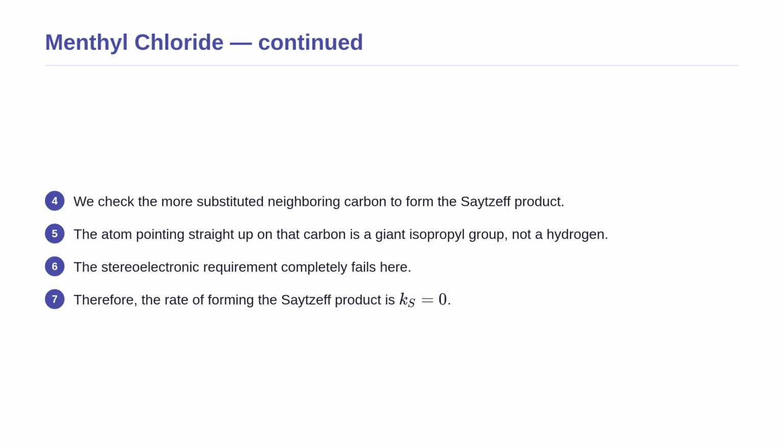We first look at the more substituted neighbor to see if we can form the stable Saytzeff product. We check the adjacent carbon that has more carbon groups attached. However, when we look at the atom pointing straight up on that specific carbon, we find a giant isopropyl group, not a hydrogen. The hydrogen on that carbon is pointing out to the side at the completely wrong angle. Because the required hydrogen is not perfectly opposite to the chlorine, the base cannot push the electrons in. Therefore, the rate of forming the Saytzeff product, Ks, is exactly 0.